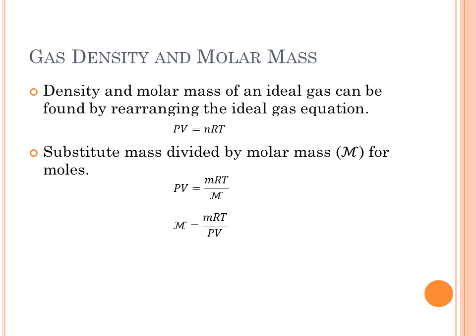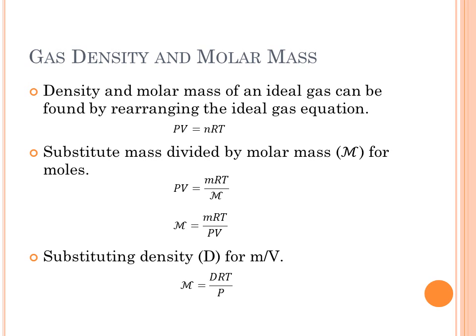We could also substitute mass divided by volume, which is equal to the density, capital D. So molar mass is equal to density times RT divided by P. If I knew the density of the gas instead of the mass and the volume, I could still get the molar mass. Rearranging that for D, you can calculate the density of a gas assuming you know the molar mass. So density is equal to pressure times molar mass divided by RT.